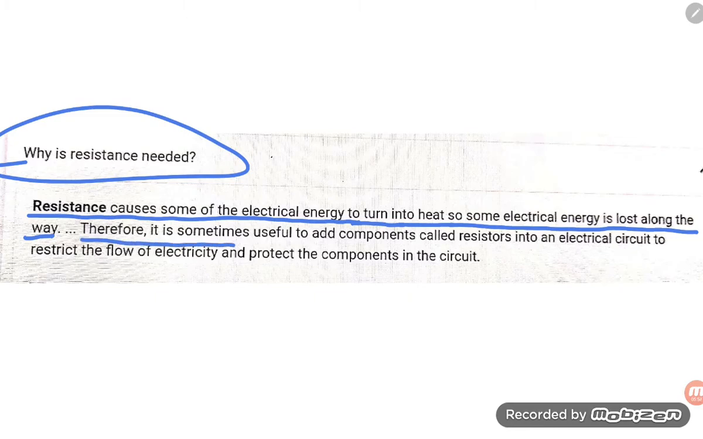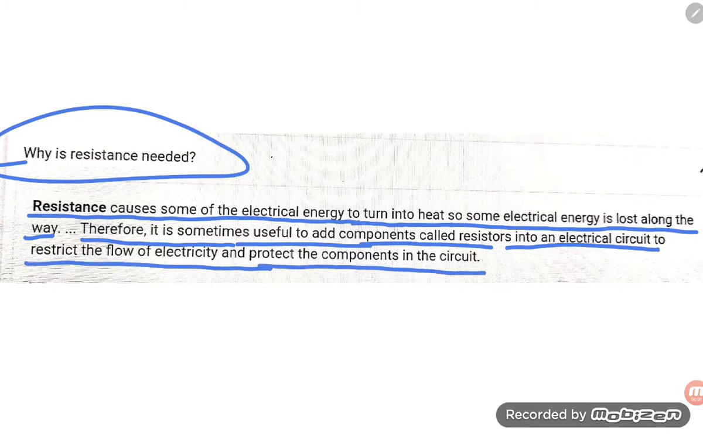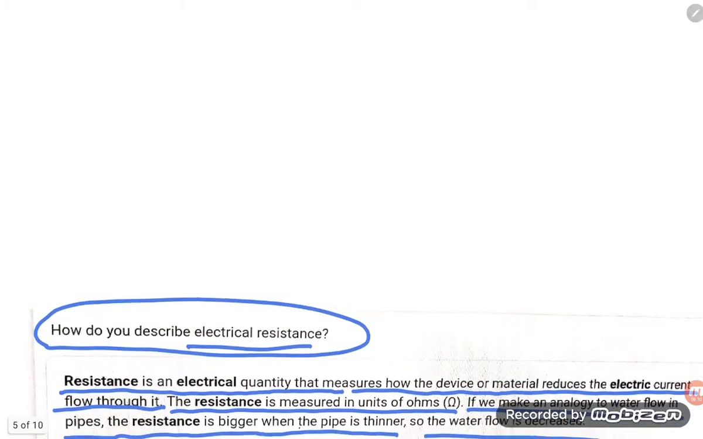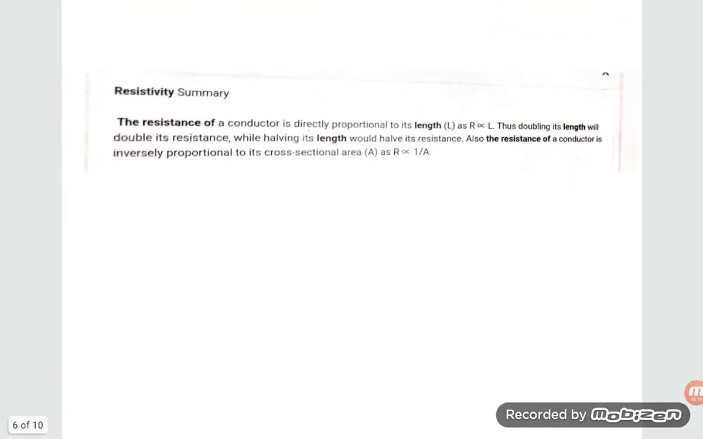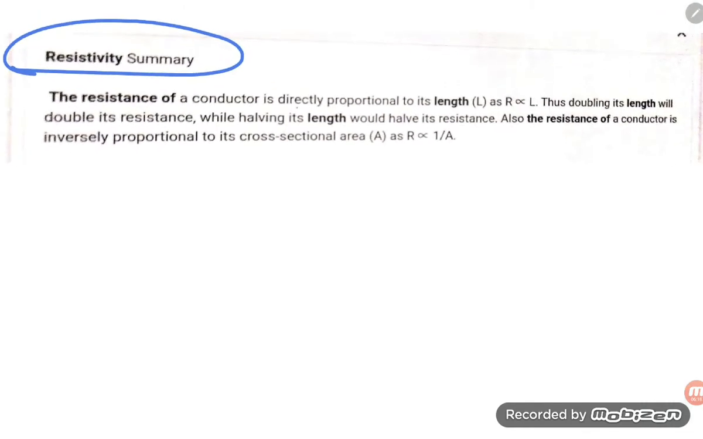Therefore, it is sometimes useful to add a component called a resistor into an electrical circuit to resist the flow of electricity and protect the components in the circuit, right? So that is how resistance causes heat in the wires. Next question is resistivity. So what is resistivity, student?